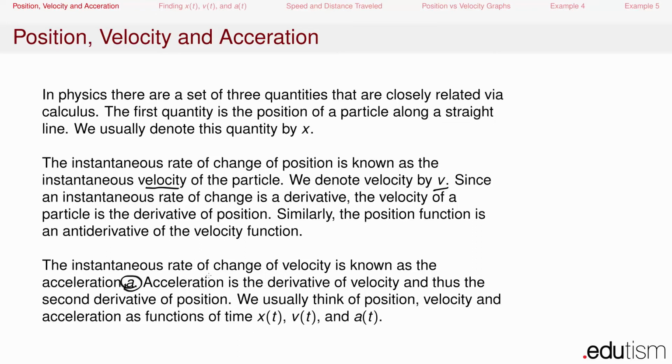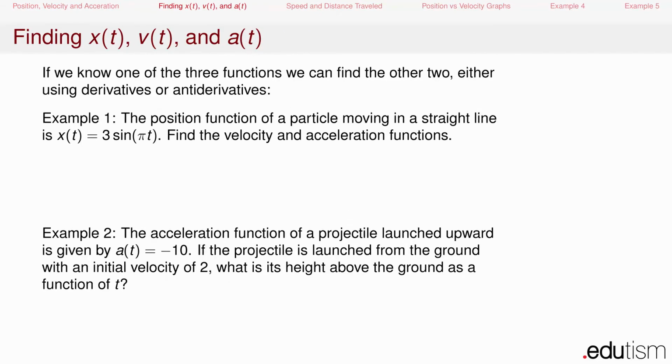We usually think of position, velocity, and acceleration as functions of time. The position function is x of t, the velocity function is v of t, and the acceleration function is a of t. If we know one of these three functions, we can find the other two either using derivatives or antiderivatives.